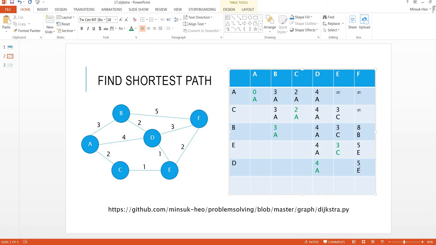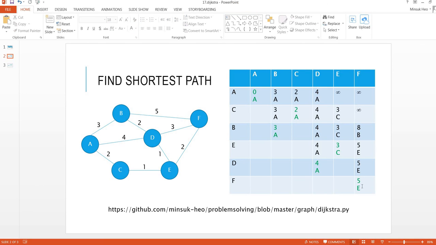Okay, only remaining is F, so I'm going to copy this over to the next one. I'm going to go to the F, and I mark this as green color. That's it. We have all the shortest paths from A. Okay, so how can you find the shortest path from A to F?